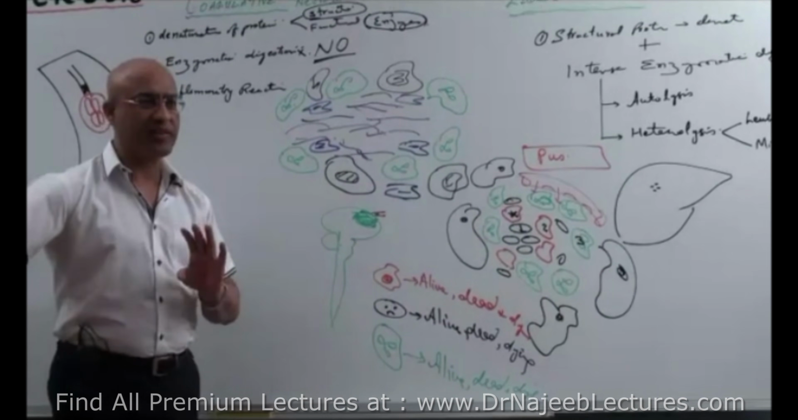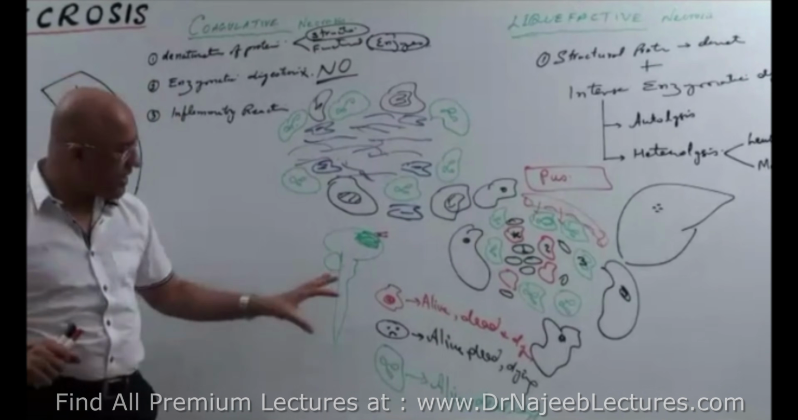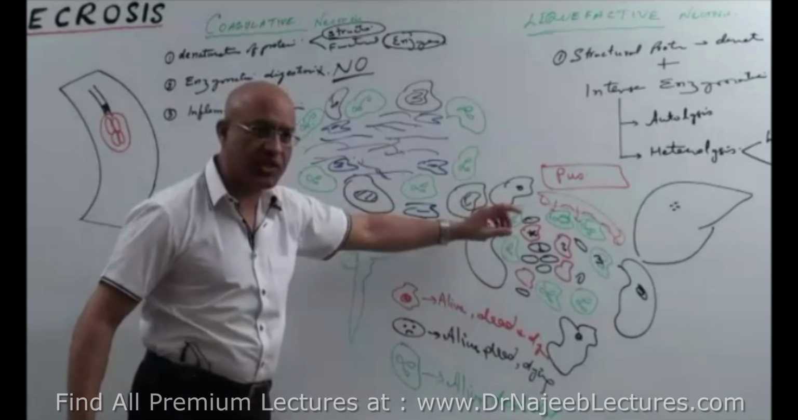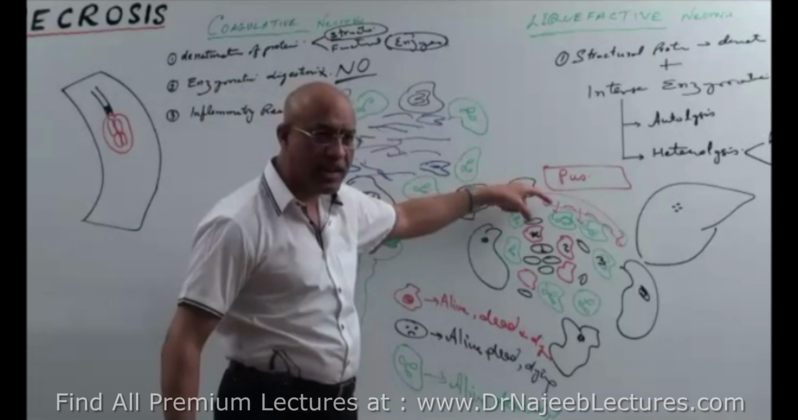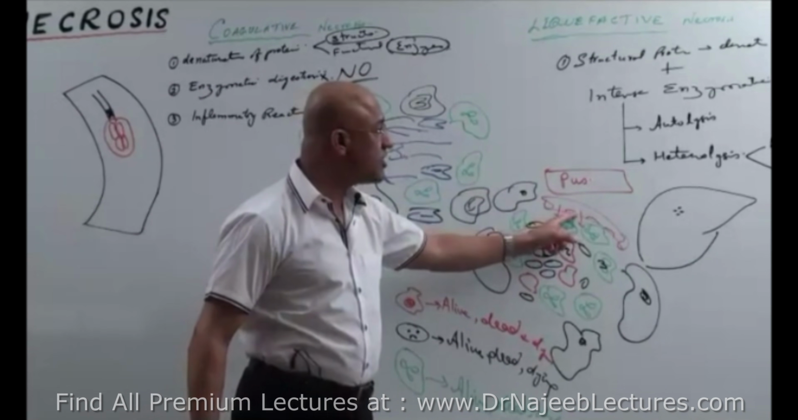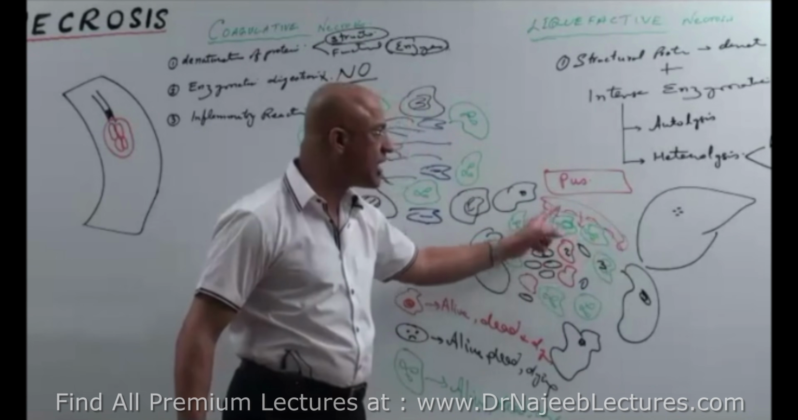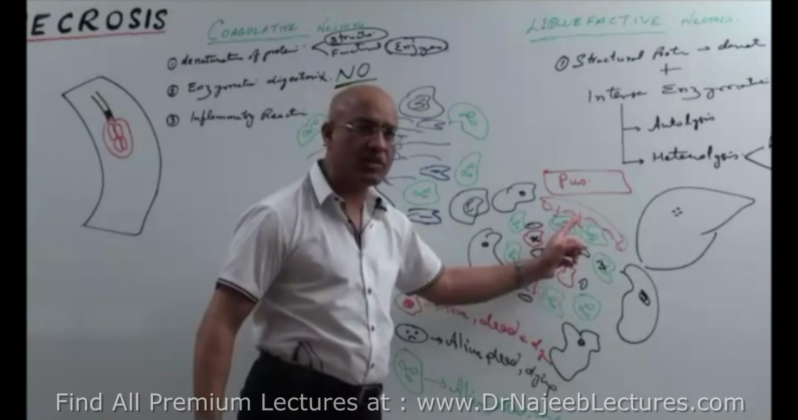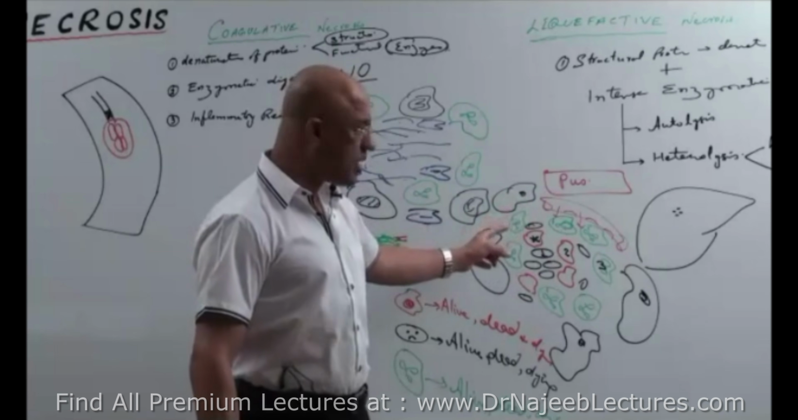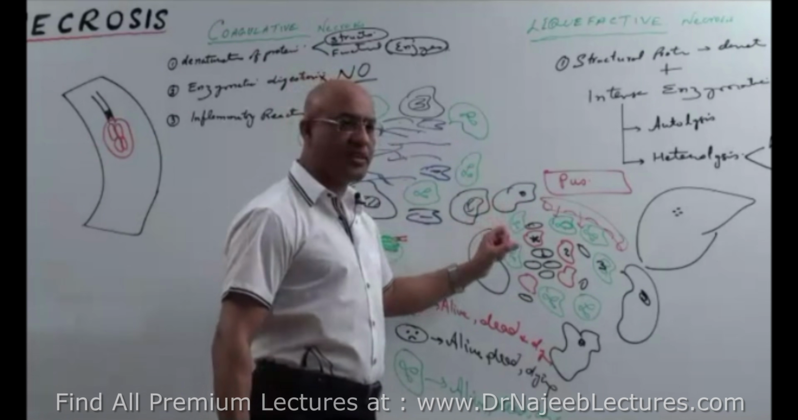So what is pus? Let's make it further. Because of intense inflammation, there is increased blood flow in that area and increased permeability of the microcirculation. Protein-rich exudate is coming out. So what can we say there?